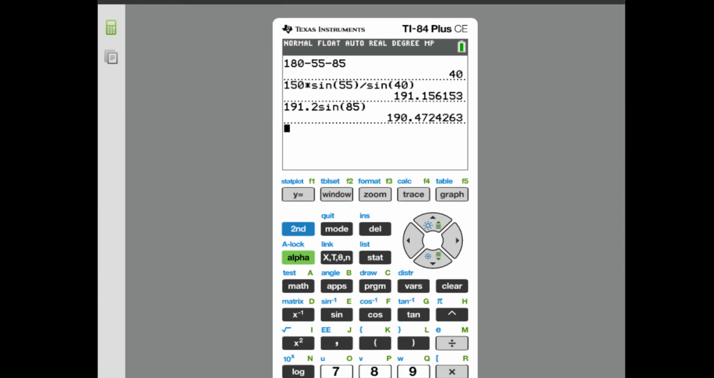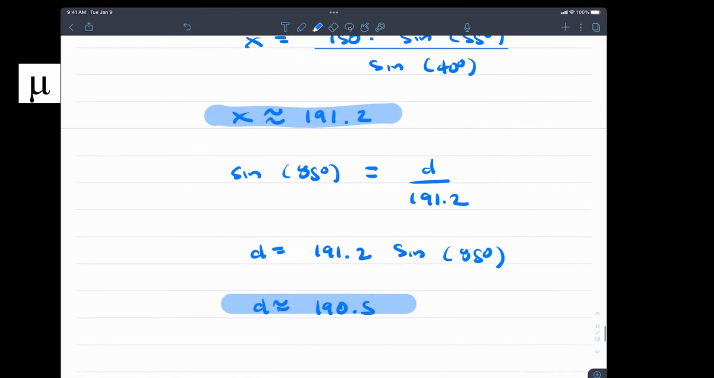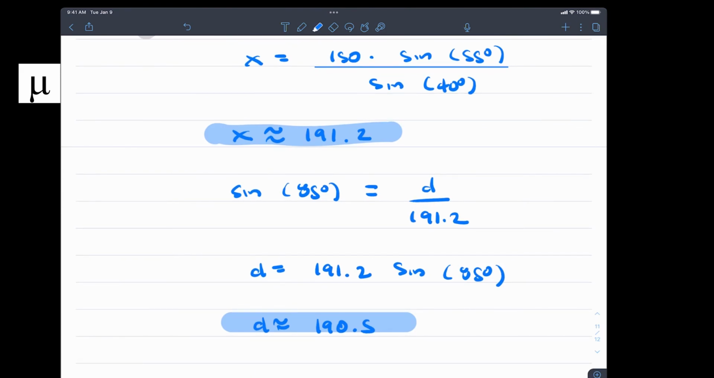What is D? What is it? 190.5. 190.5. There you go.